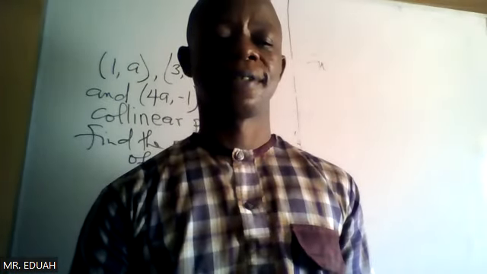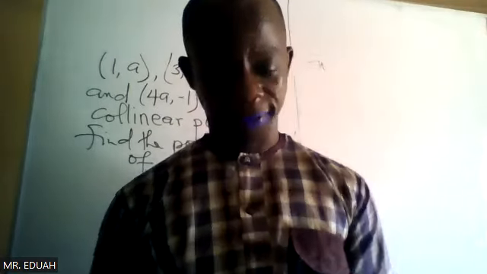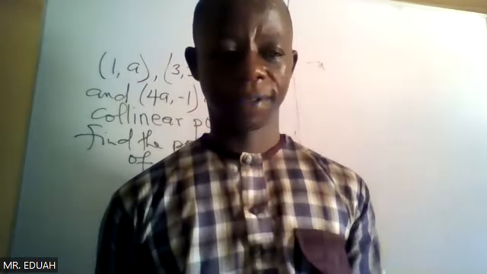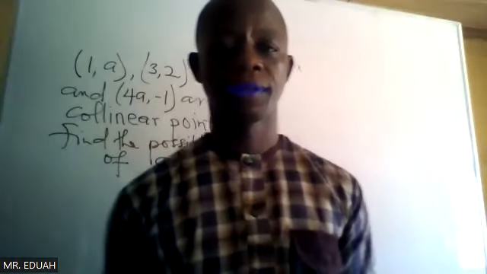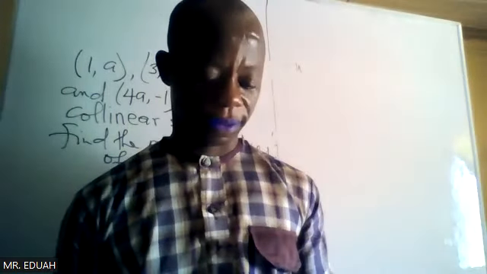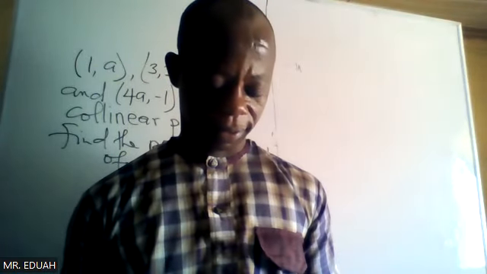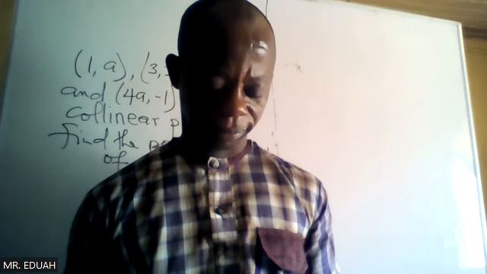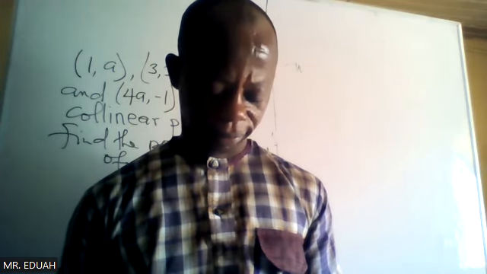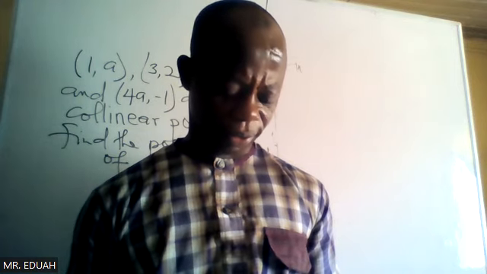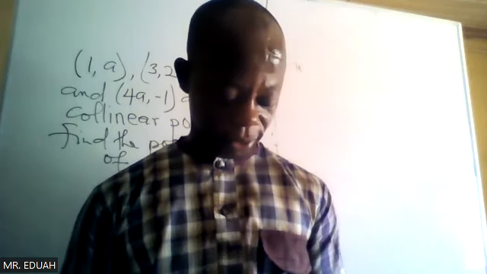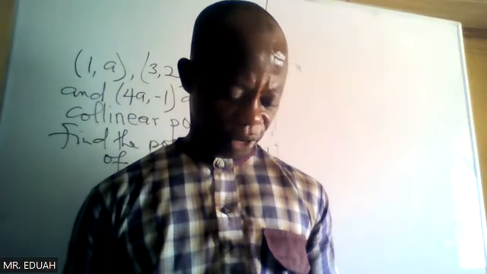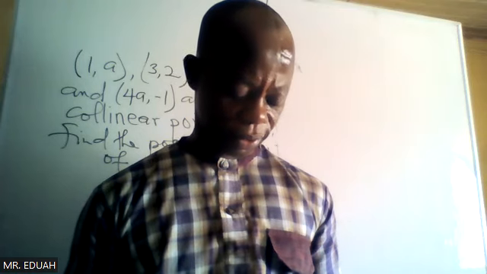Anybody with their answer? I had a1 as 0, and then a2 as 5 over 4. Okay, 5 over 4 and 0. So the values of a are 0 and 5 over 4. Thank you very much.